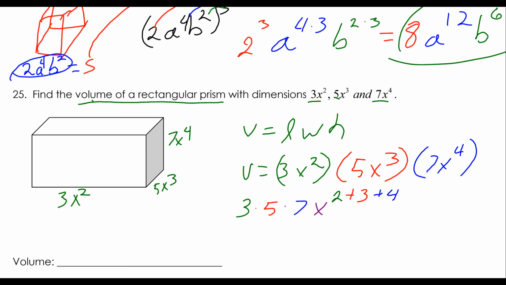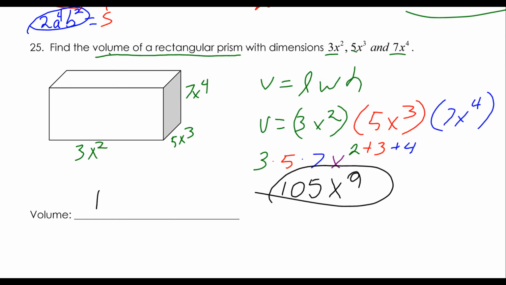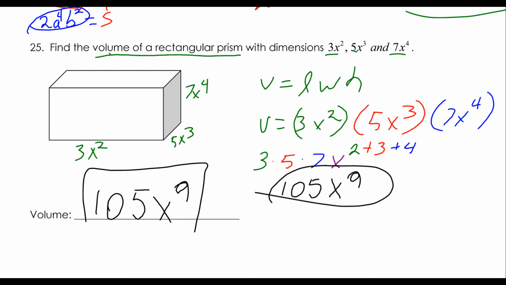And our final kick out on this one should be 15 times 7, which is going to be, let's see, 105. X to the 2 plus 3 is 5. 5 plus 4 is 9. 105x to the 9th. And that's what goes right here in the slot. And y'all are officially reviewed.